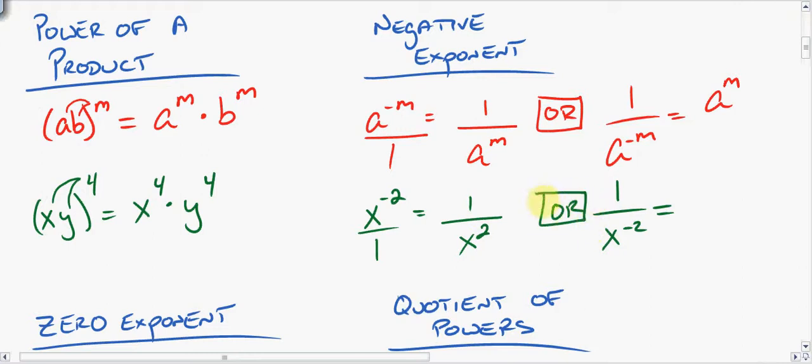Similarly, we have our OR, where we have x to the negative 2nd power in the denominator. Pull it out of the denominator, put it in the numerator, and we get x squared.